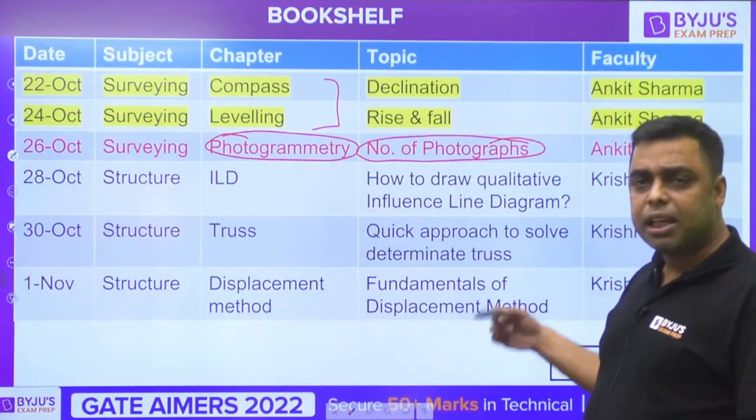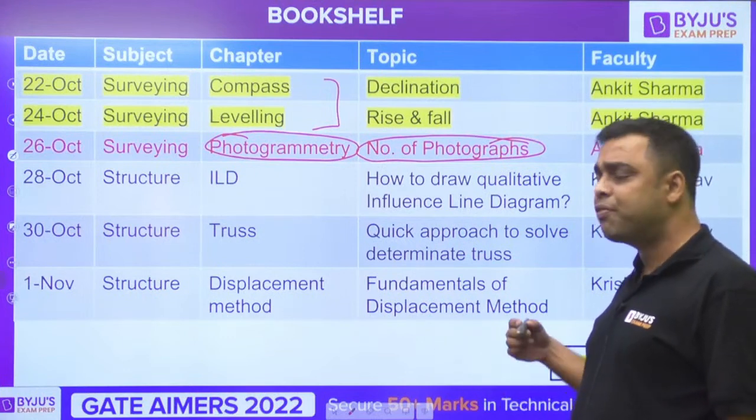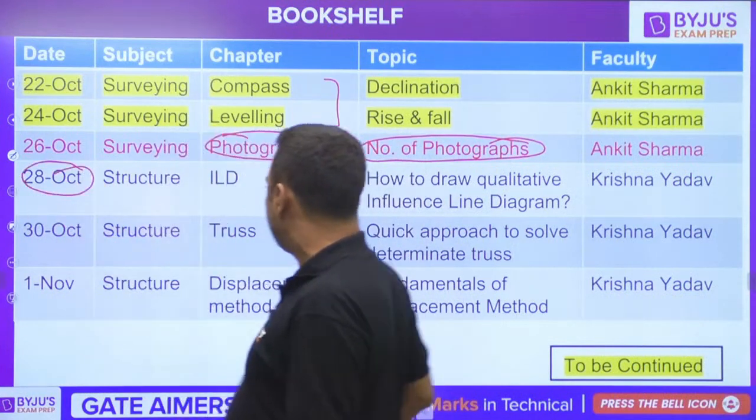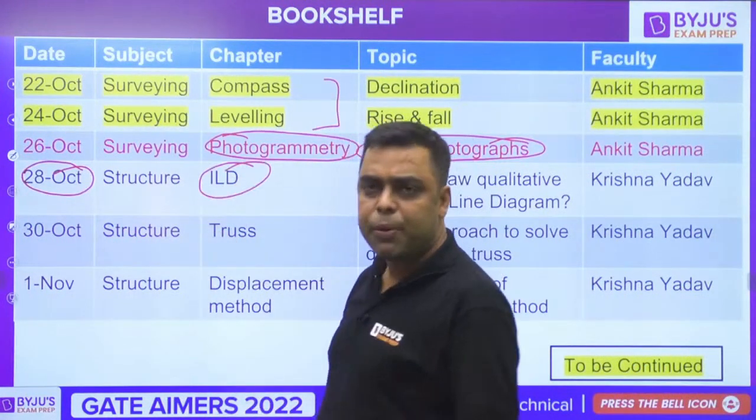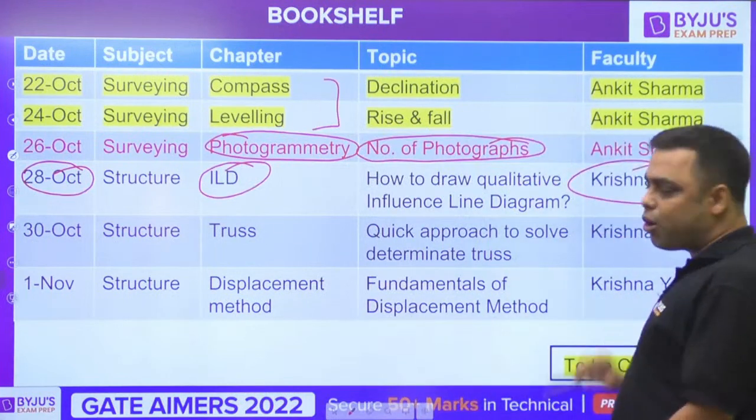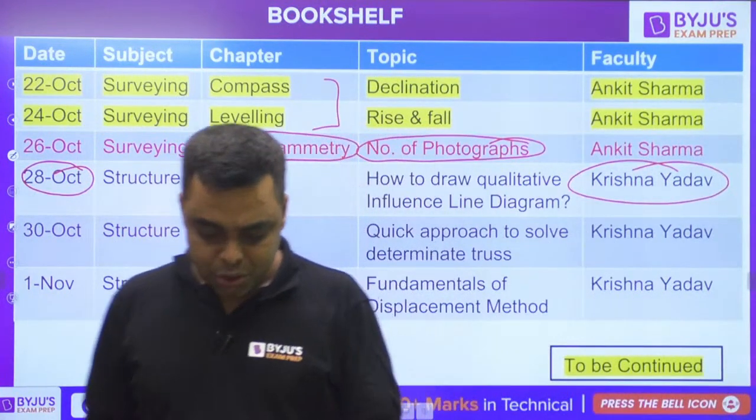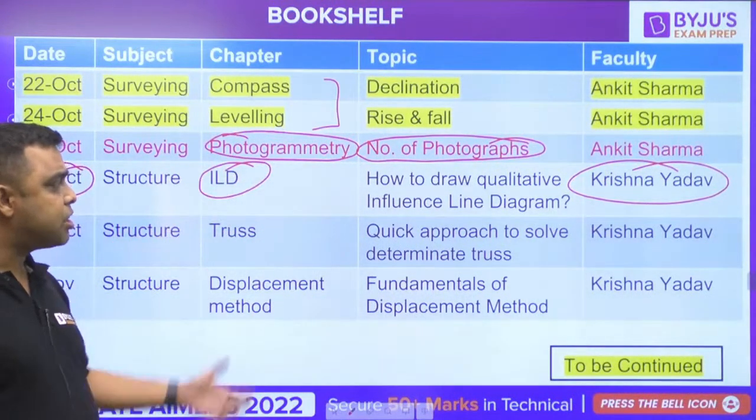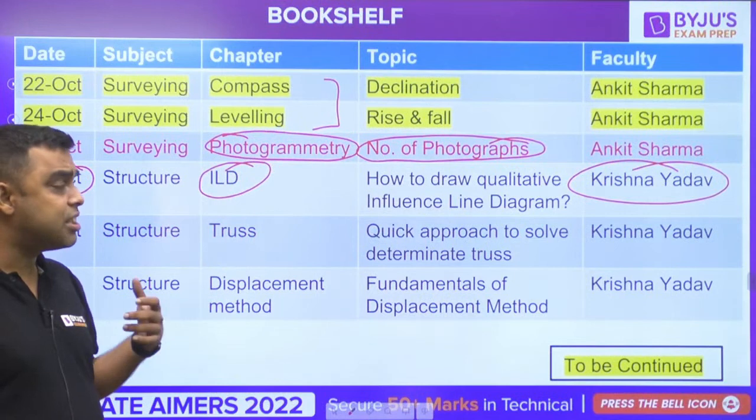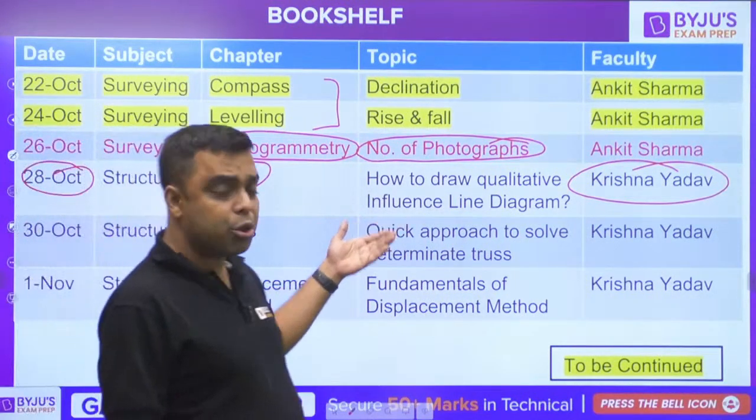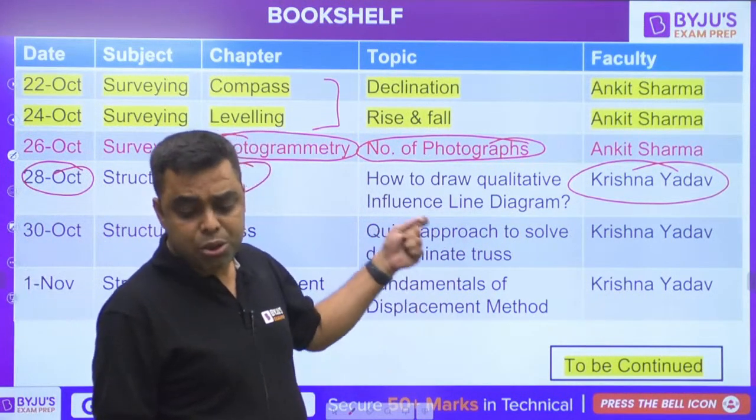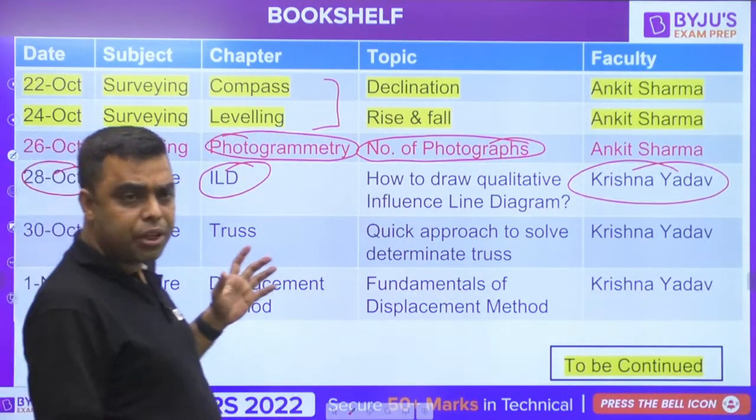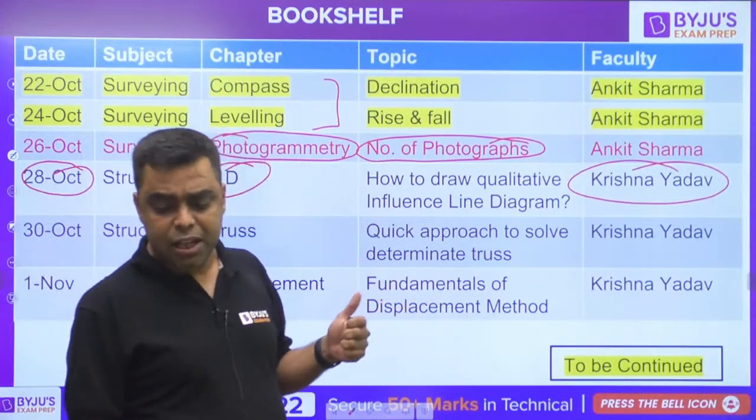And guys, day after tomorrow, after my session, on 28th of October, ILD will be taught by one and only Krishna sir, right? He will be teaching a topic of structural analysis. Basically the topic is how to draw qualitative influence line diagrams. Guys, this is a very important topic and he is very good at it. So please do join this session on 28th of October. Everybody has to be there.